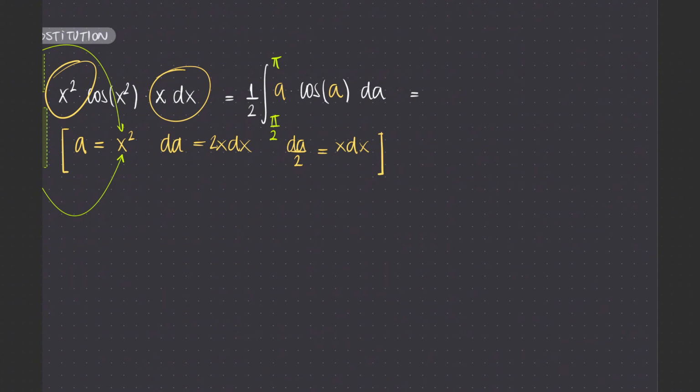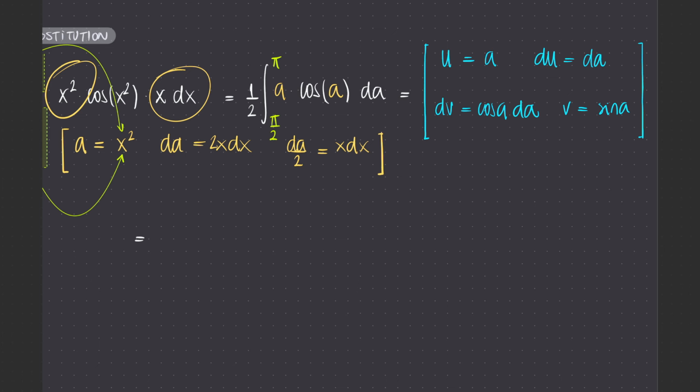Speaking of which, how can we use integration by parts over here? We have a mix between an algebraic and a trig function, which means that the algebraic one wins. Therefore, we are going to call u a, meaning that du is going to be dA, and dv is cosine of a dA, meaning that v is the integral of cosine of a, which is sine of a. So we have, and please don't forget about this 1 over 2 over here, 1 over 2 times uv, a sine of a.